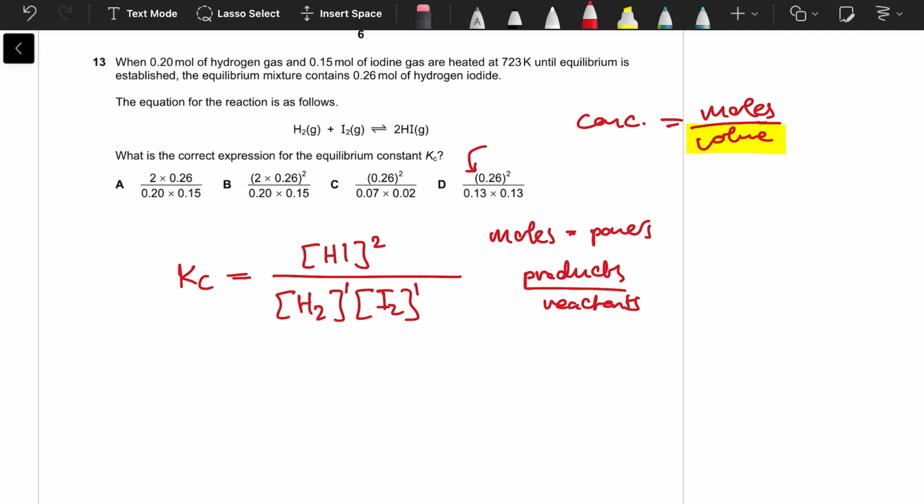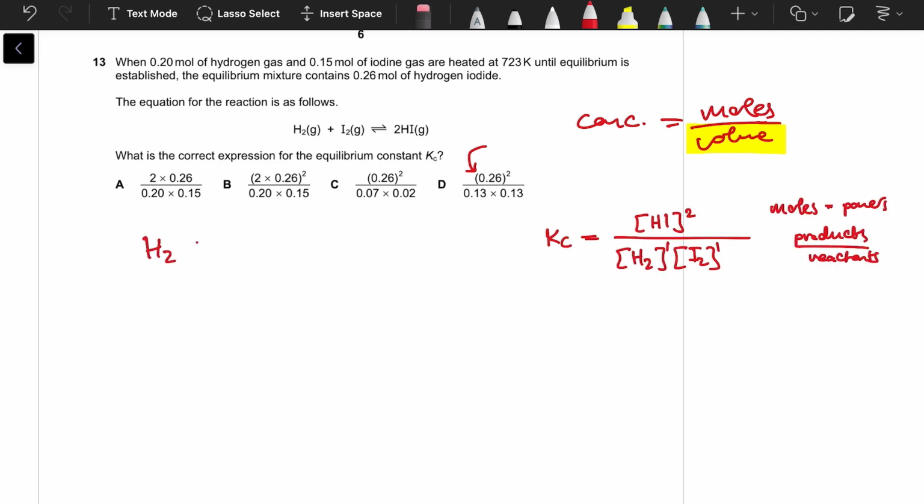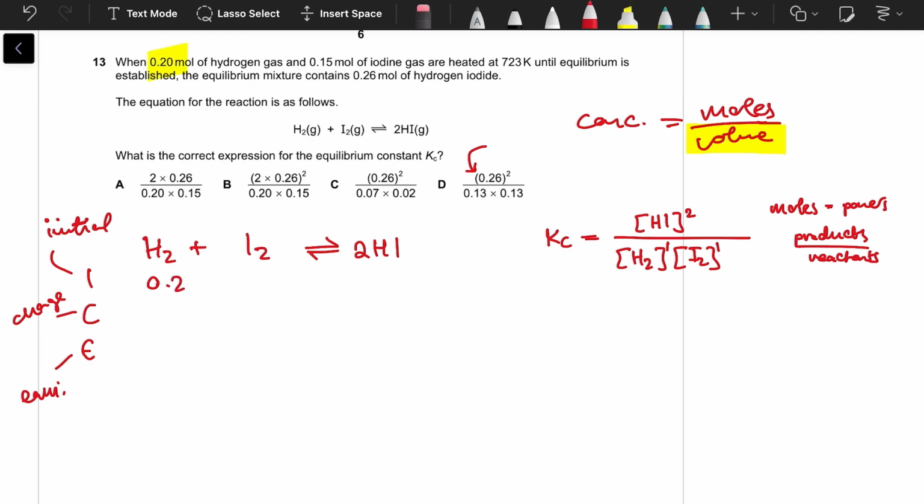Now, let's figure out the number of moles at equilibrium. So I'm going to rewrite the equation, and we're going to use ICE. I stands for initial, C for change, and E for equilibrium. At first, we have 0.2 moles of hydrogen. Then we have 0.15 moles of iodine. And we'll have none of hydrogen iodide because it's just started. However, it says here that we have 0.26 moles of hydrogen iodide at equilibrium. So the change must have been 0.26 moles from 0 moles for hydrogen iodide.